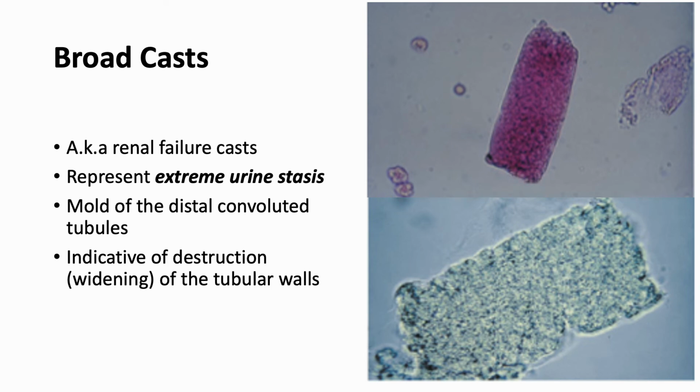Broad casts, also known as renal failure casts, represent extreme urine stasis. When flow of urine to the larger collecting ducts becomes severely compromised, casts form in this area and appear broadened. These are indicative of destruction and widening of the tubular walls. All types of casts can occur in a broad form, but given that these are associated with urine stasis, most are in the form of granular and waxy casts.